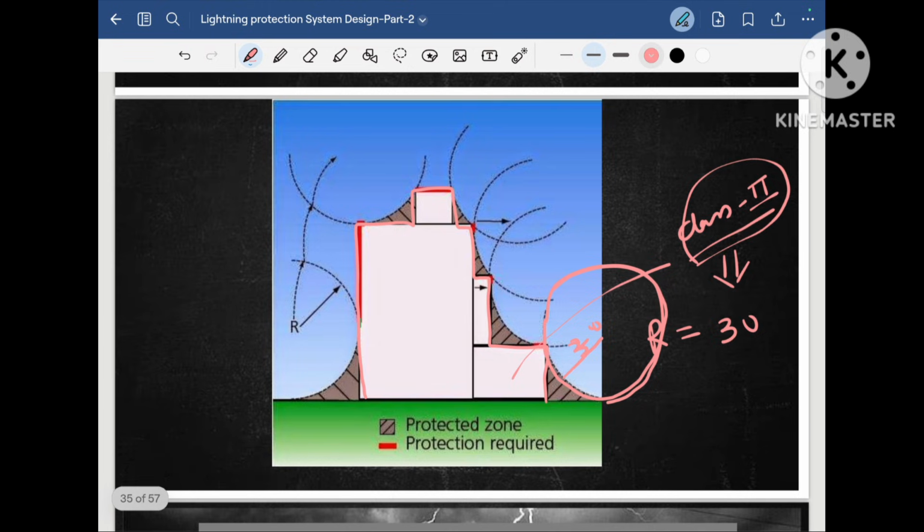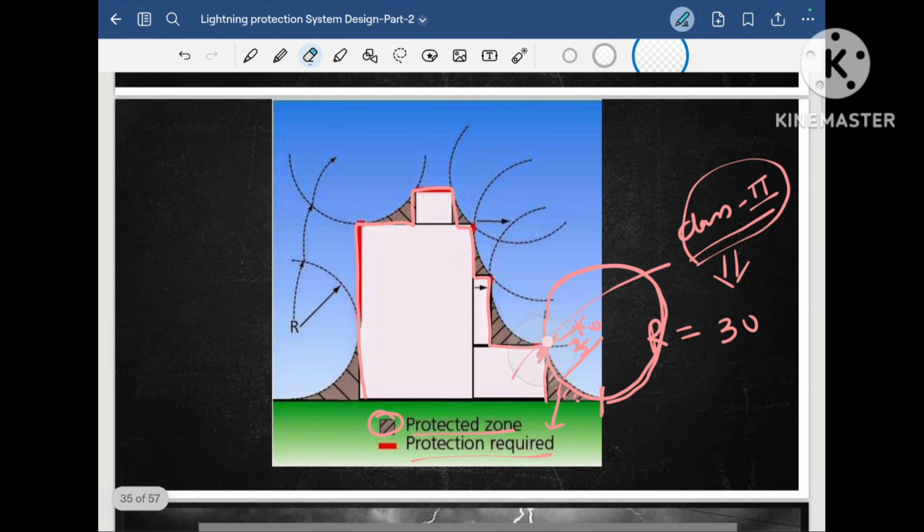As you see, this imaginary sphere is touching here and here. As it is touching our project at this location, this is one of the points where we have to provide the lightning arrestor or air terminals. But you see this brown color area here, the sphere is not touching, so this is the protected zone. Here it is mentioned in brown color, protected zone, and wherever the sphere is touching our project, that needs protection.